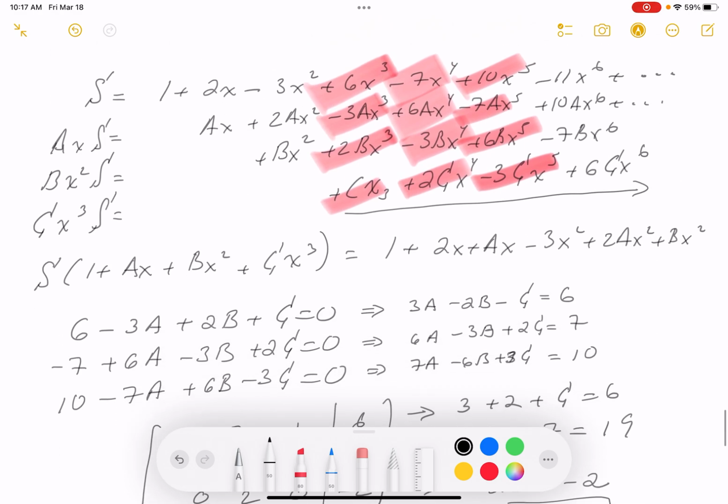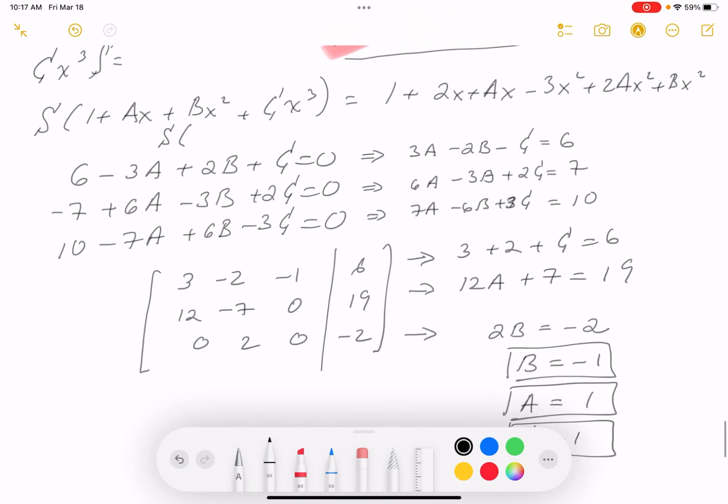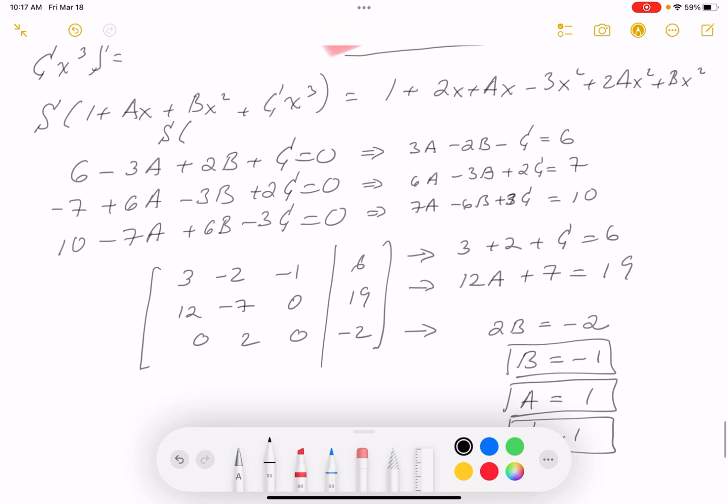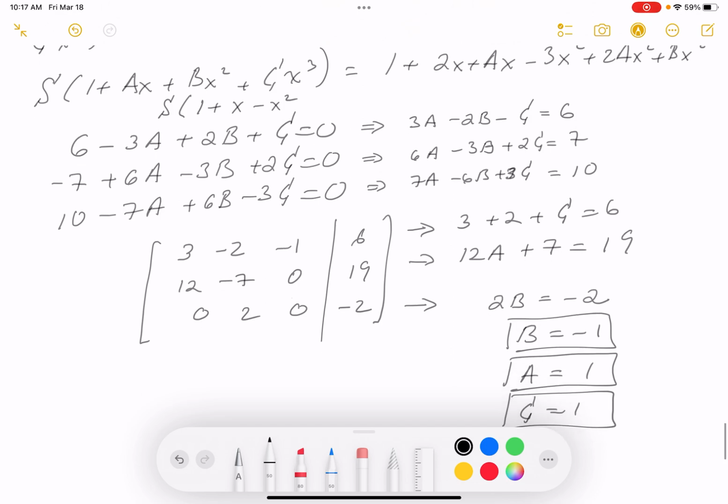But now the question is, wow, all that work. Why did I do all that work? Well, I'll be honest with you. The reason I did all that work is now I know this over here. So let me write this down for you. What's A? It's 1, so I get x. B is minus 1, so minus x squared. What's C? C was 1. So it's going to be x cubed.